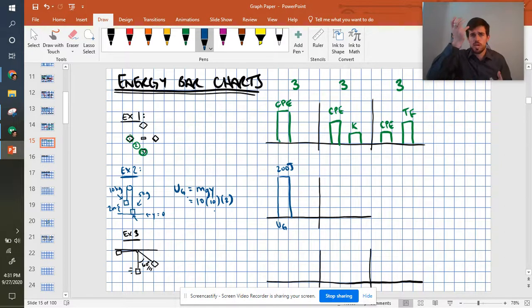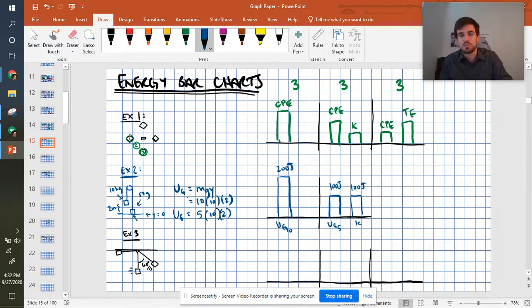Later on, when they switch, now we have gravitational potential energy again, but instead of it being the gravitational potential energy of the 10 kilogram mass, now it's the gravitational potential energy of the 5 kilogram mass. So similar calculation, except now it's 5 times 10 times 2, which comes out to being only 100 joules. And if we still have 100 joules as gravitational potential, then we already know how much is being turned into kinetic energy. It has to be the other 100 joules.